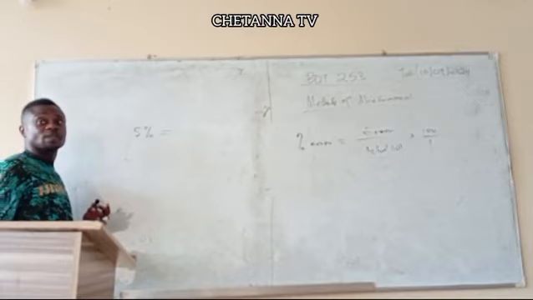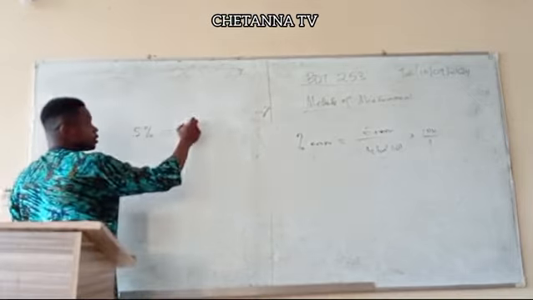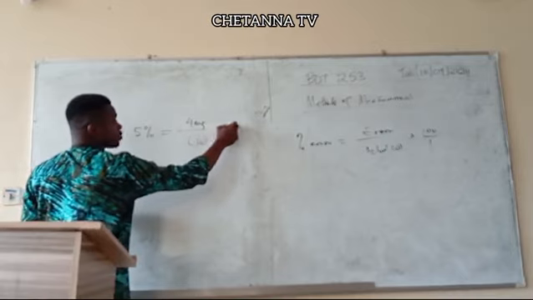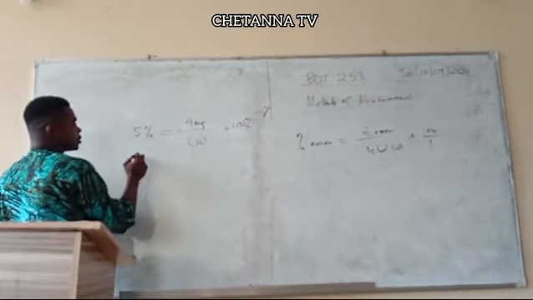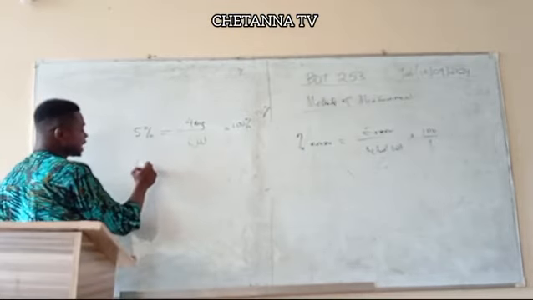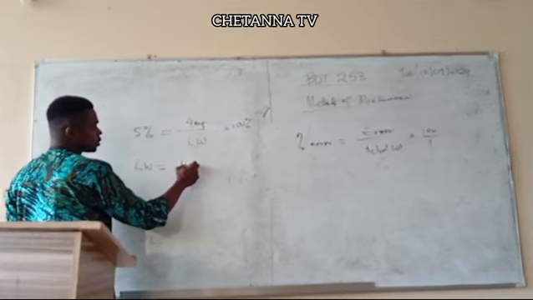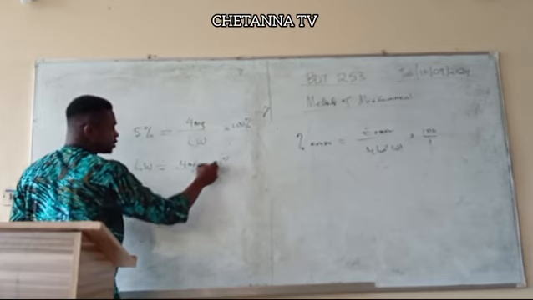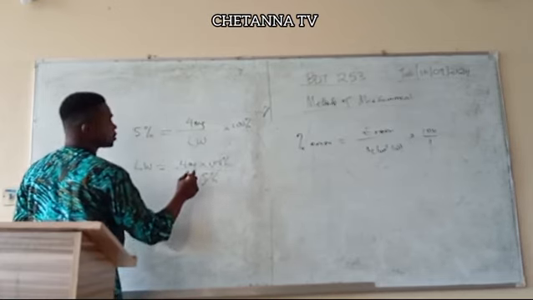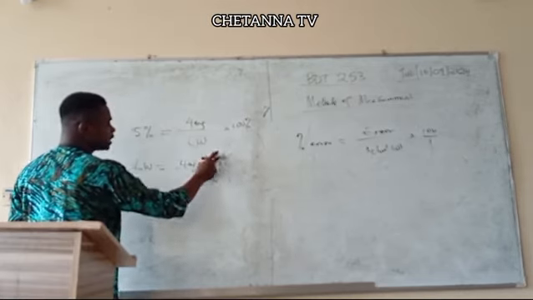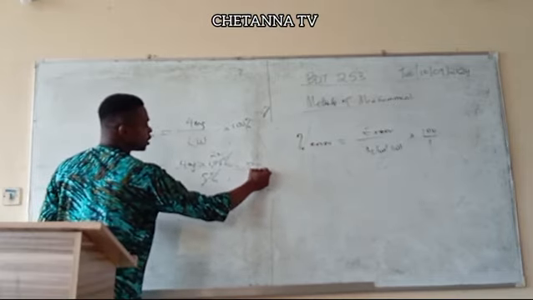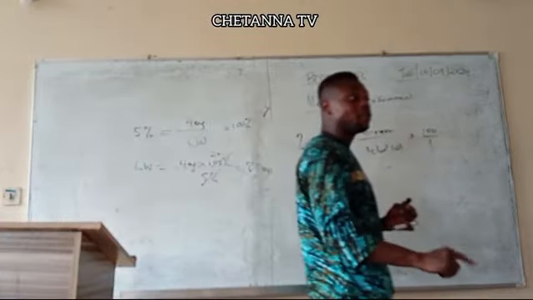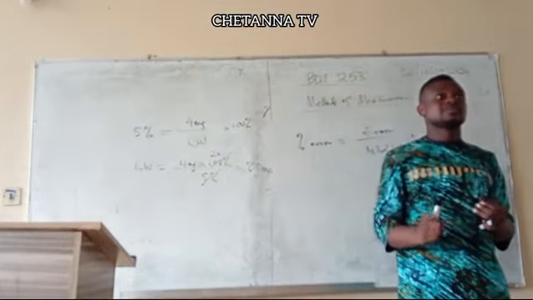Then the SR over the least weighable weight, which we don't know, times 100. So we make the formula: the least weight is equal to the SR over the error, so this cancels this. This is 20, right? 20 times 4 milligram is what? 80 milligram.